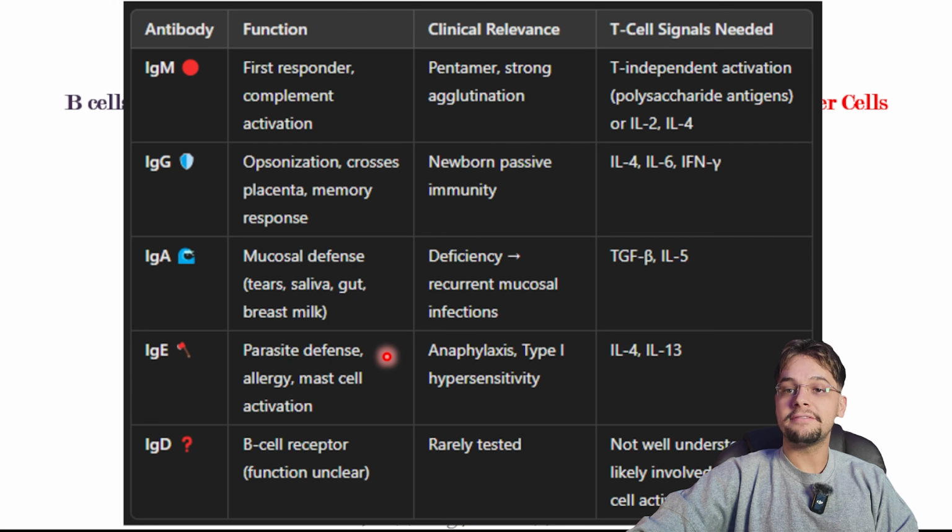IgE is parasite defense, allergies, and mast cell activation. They're involved in anaphylaxis and type 1 hypersensitivity reactions. They require IL-4 and IL-13 to be activated.